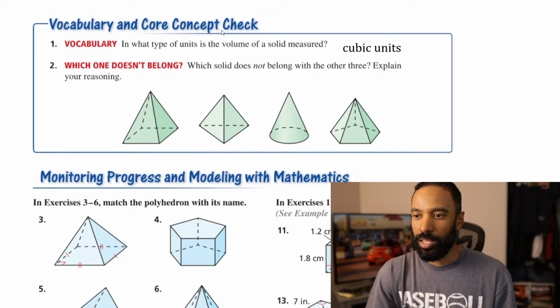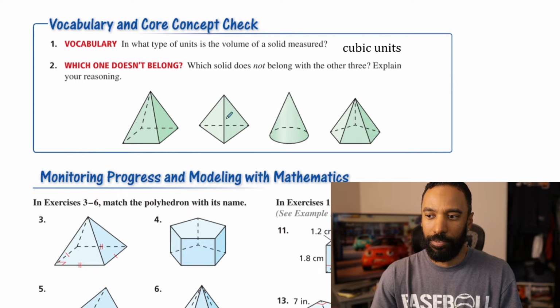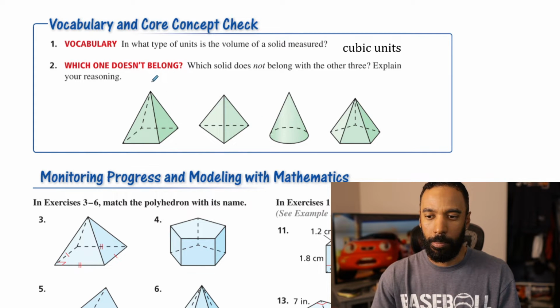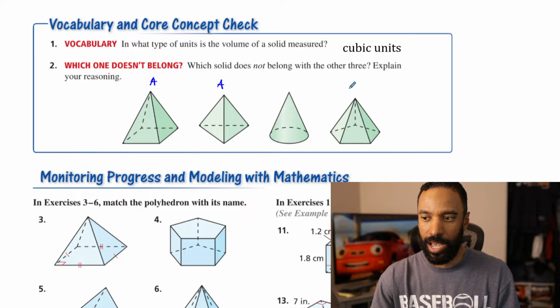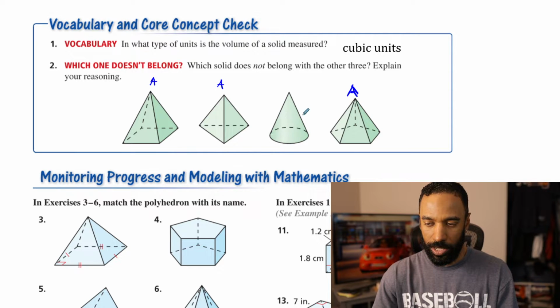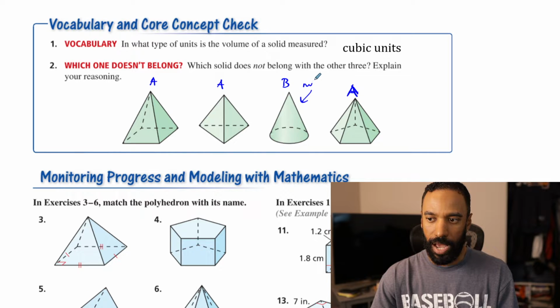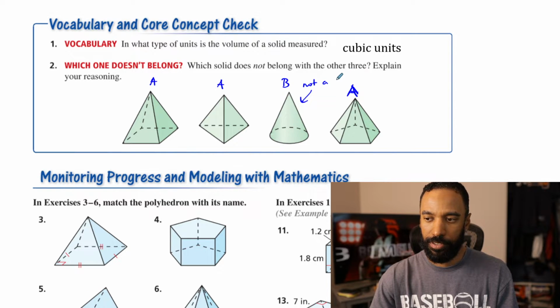Number 2, which solid does not belong with the other 3? Explain your reasoning. We have a few pyramids here, which are all polyhedrons. So if those are all A's to us, with a square base, triangular base, and pentagonal base. This one is a circular pyramid, otherwise known as a cone. That one's going to be different. It's not a polyhedron. It has a curved surface, or a surface with curved edges, at the very least.